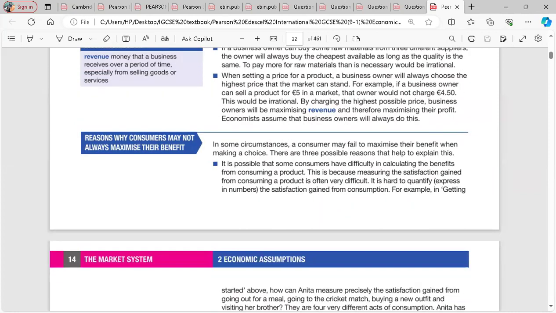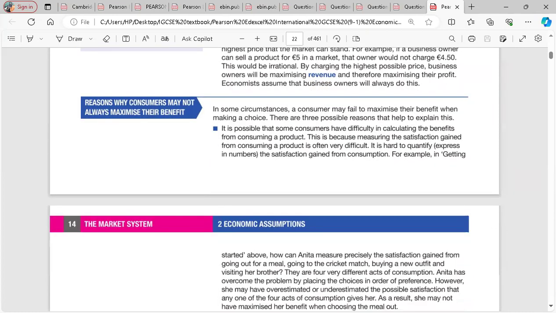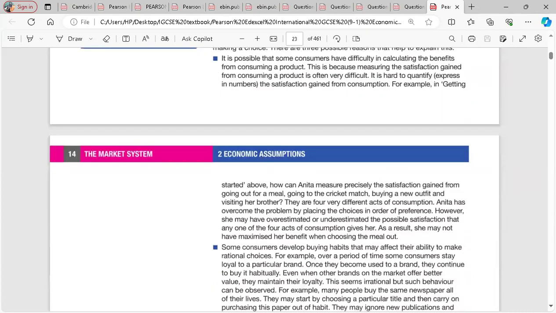Now, what are the reasons why consumers may not always maximize their benefit? Look at that point. Consumers want to maximize benefit, yes or no? But most of the time, they might not be able to maximize it. Why? Let's say, in some circumstances, a consumer may fail to maximize their benefit when making a choice. There are three possible reasons that help to explain this. So what are the reasons why we, as consumers, won't be able to maximize our benefits?